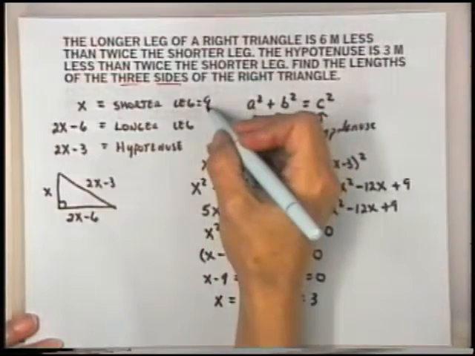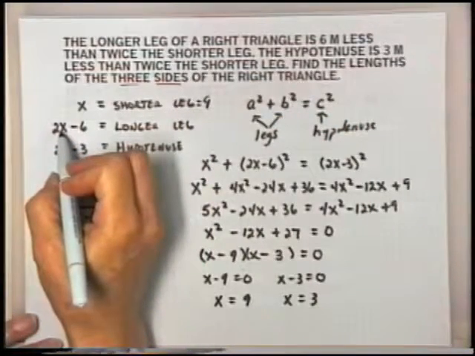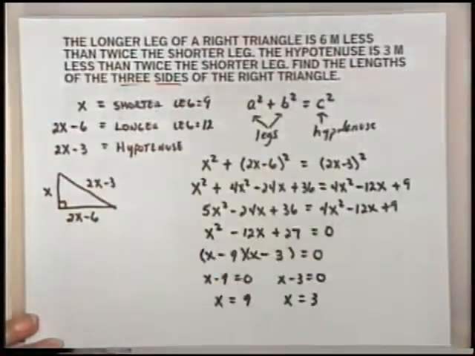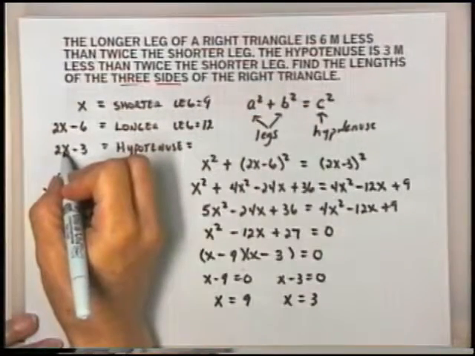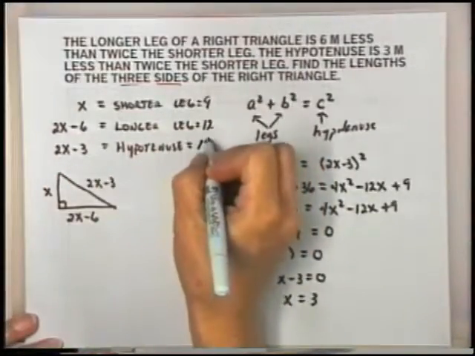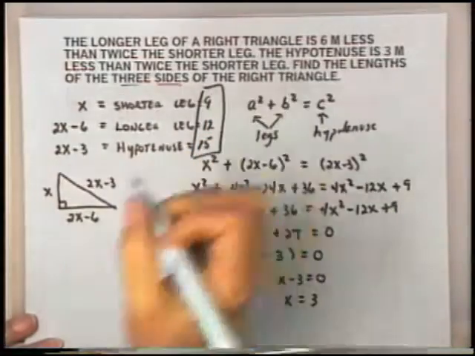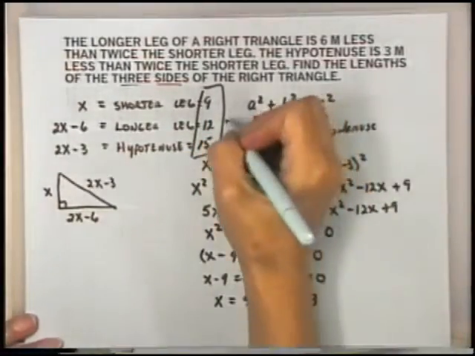Let's try this 9 for my shorter leg. If my shorter leg is 9, 2 times 9 is 18. 18 subtract 6 would be 12. And then for the hypotenuse, 9 times 2 is 18. 18 subtract 3 is 15. We will see if that fits the Pythagorean theorem here in just a moment.